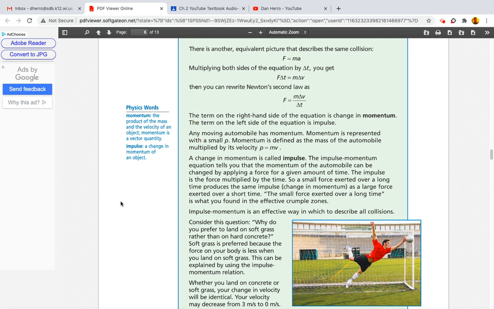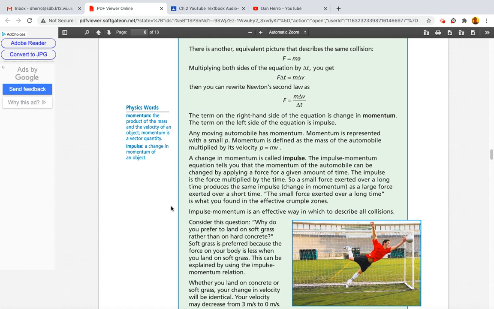Any moving automobile has momentum. Momentum is represented with a small p. Momentum is defined as the mass of the automobile multiplied by its velocity. Momentum equals mass times velocity. A change in momentum is called impulse. The impulse-momentum equation tells you that the momentum of the automobile can be changed by applying a force for a given amount of time.